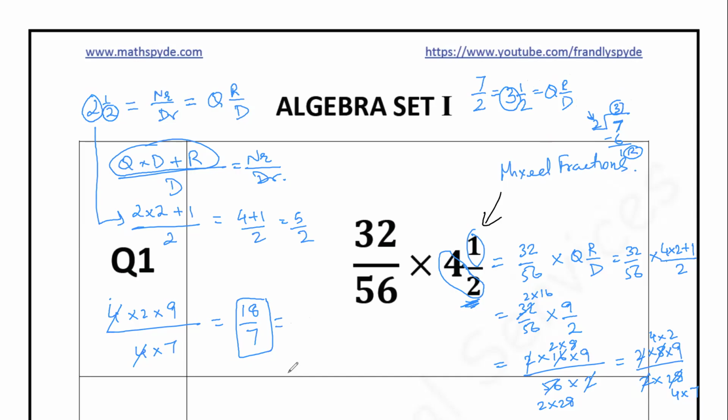So this I can write down as 18 and 7. 7 will go into 18 2 times, so I've got 14 out here, and that's my remainder, that's my quotient, and that's my divisor. So quotient, remainder, divisor. So quotient is 2, remainder is 4, and divisor is 7. So 2 4 by 7 will be my answer for the first one. Understood?